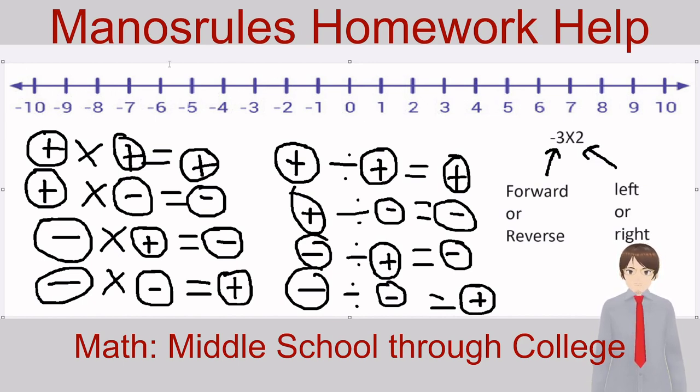So going to the number line, because we can use the number line for multiplication, we're going to start at 0.